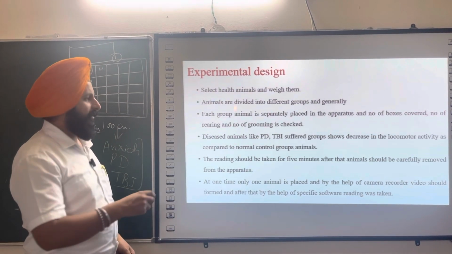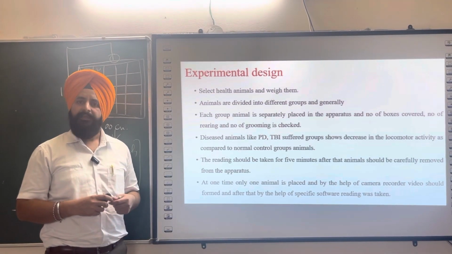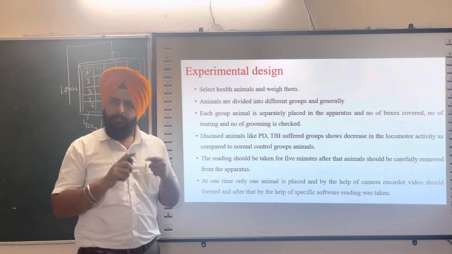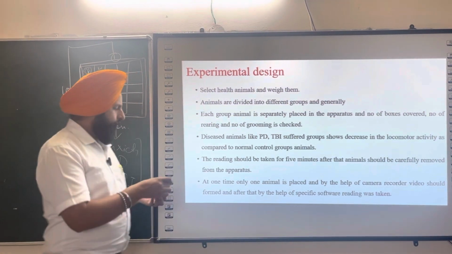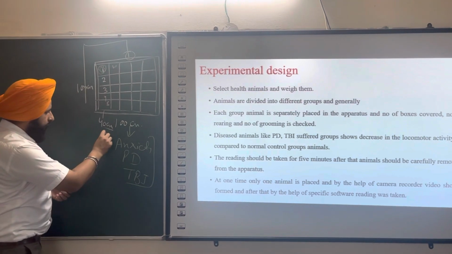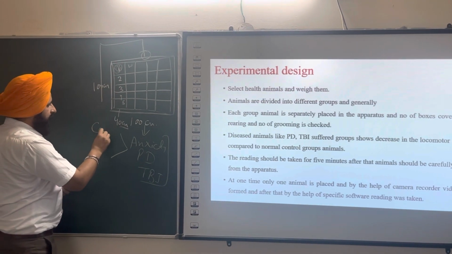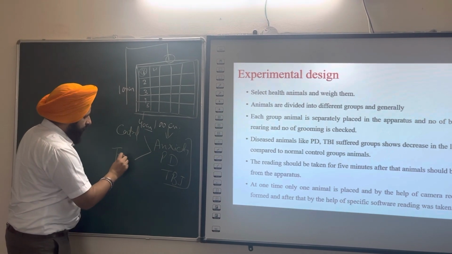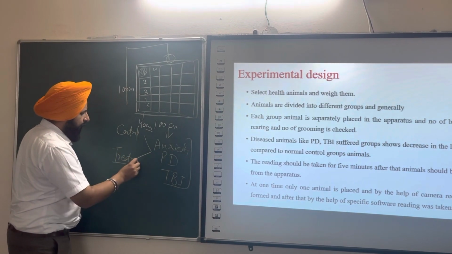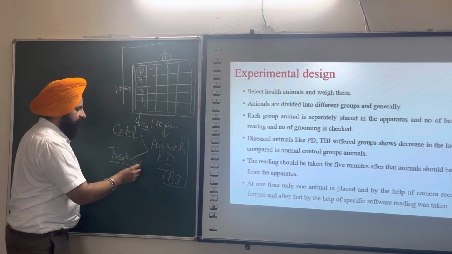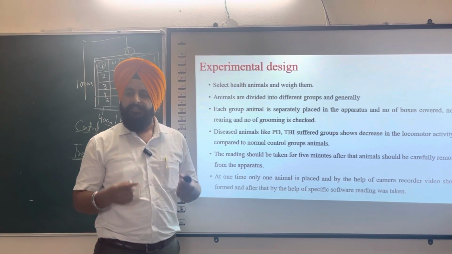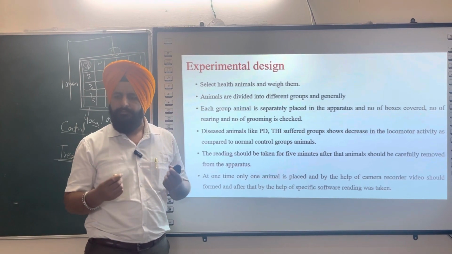This is the experimental design. In the case of B Pharm and M Pharm students, you take two groups of animals: one will be a control and the other a treatment group. In the case of B Pharm, you will check the locomotor activity of the animal. Locomotor means you can check the effect of any drug XYZ.